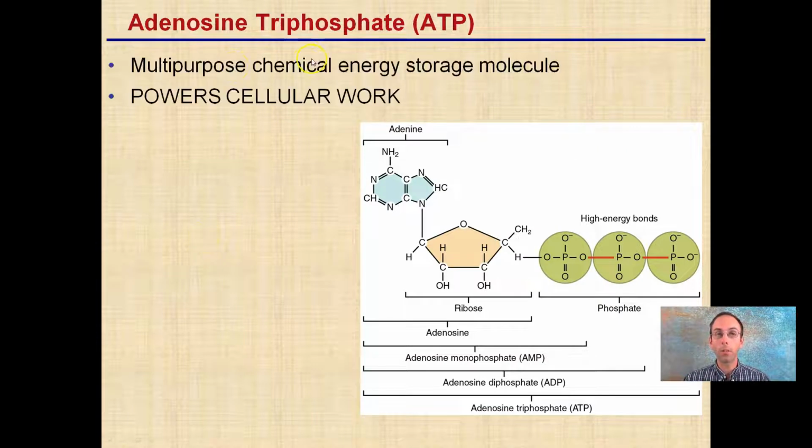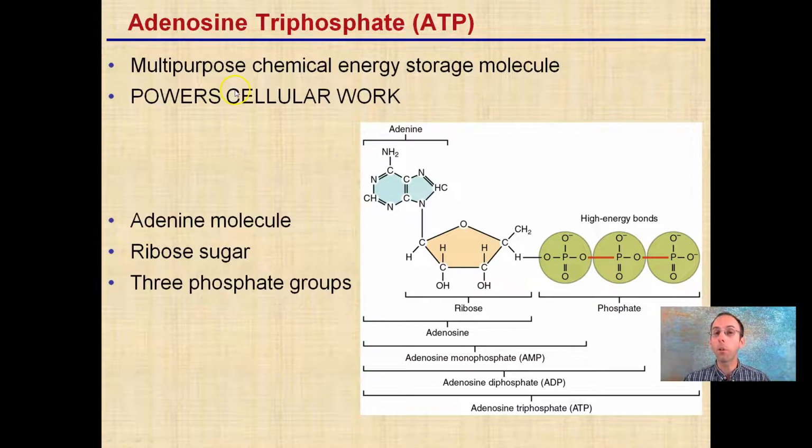So first off, adenosine triphosphate is a multi-purpose chemical energy storage molecule. It powers cellular work, and it's considered the energy currency of the cell. Looking at it a little bit closer, we have an adenine molecule, a ribose sugar, which you might remember from RNA, both of these carbons attached to oxygen, and then three phosphate groups.